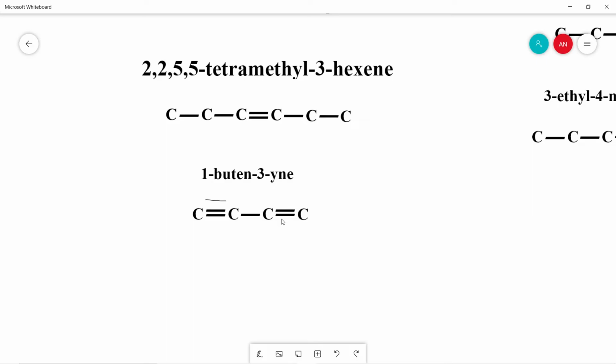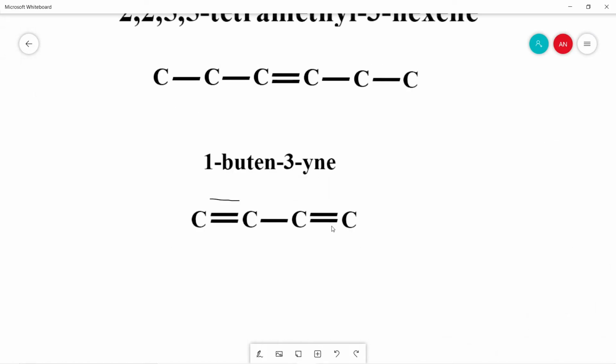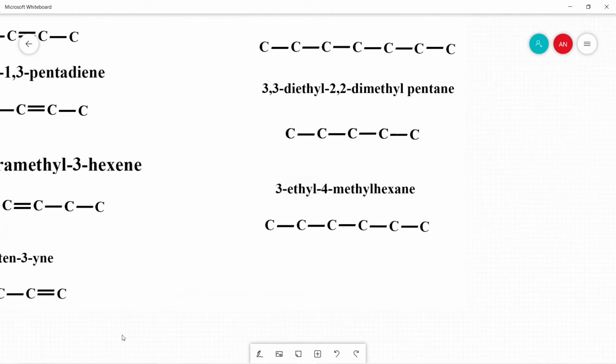So we have already discussed the rule that if the double and triple bond get identical positions, if we start assigning numbers from this side, the double bond gets the first position, and if we start numbering from this side, the triple bond gets the first position. If such a case is there, we will give preference to the double bond, right? So it's 1-butene-3-yne, first butene and 3-yne, right?